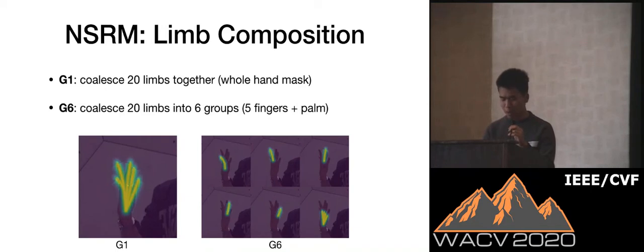Furthermore, we can do line compositions. Here we propose 2 ways to combine. For G1, it means we collate the 20 lines together. Then we can get a whole hand mask. And for G6, we collate them into 6 groups. There are 5 fingers and 1 palm. This composition can give us more detailed structure information, as you can see.